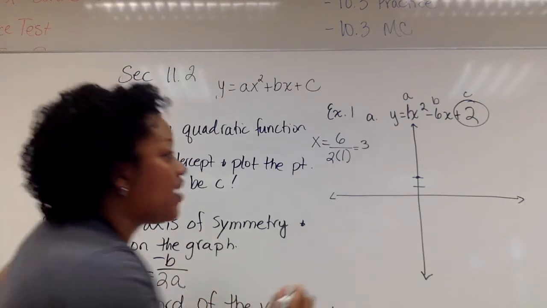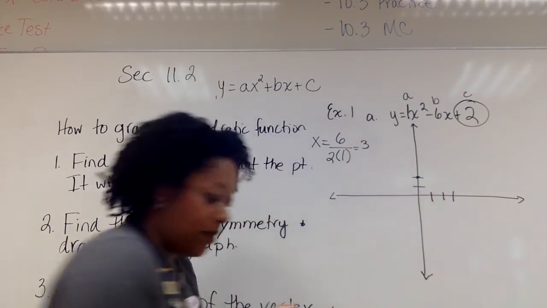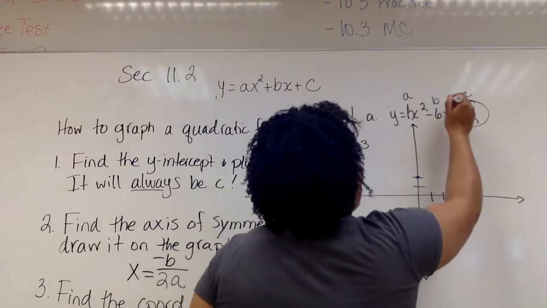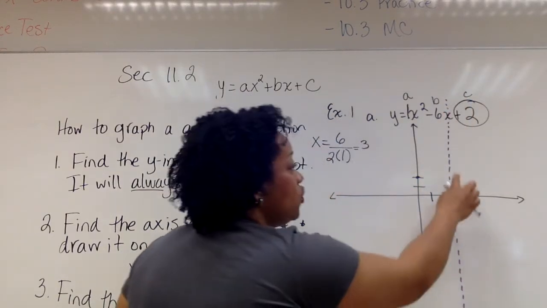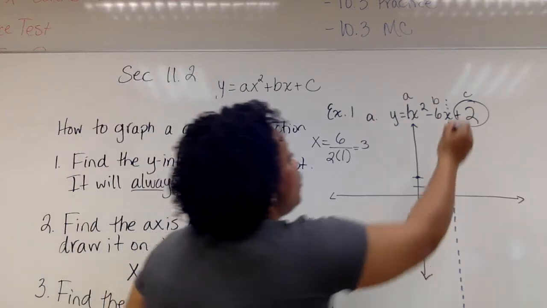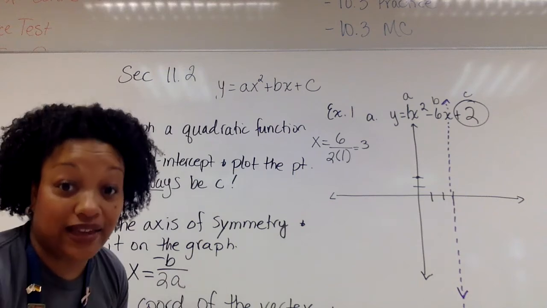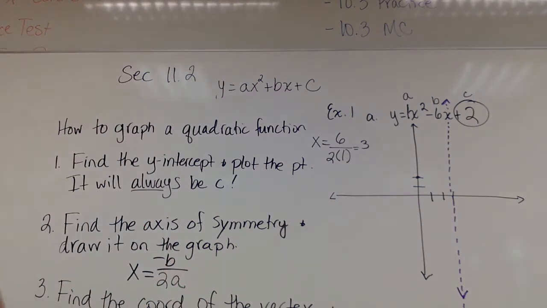So go to your graph, go to the right, 3, and I'm going to get a different color. And if you want to use a highlighter or a different color, go ahead, go straight through where X equals 3. You have just drawn your axis of symmetry. There it is. That's step 2.